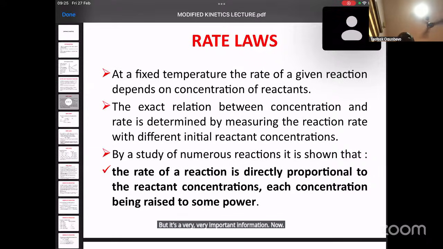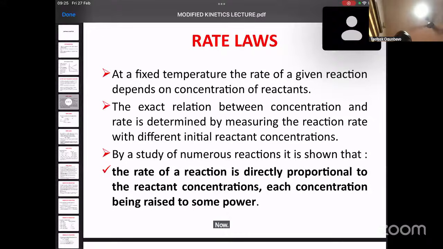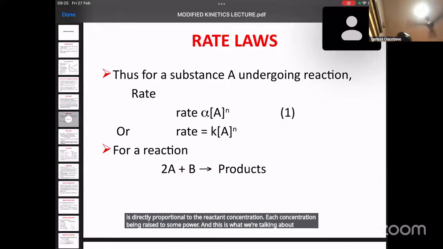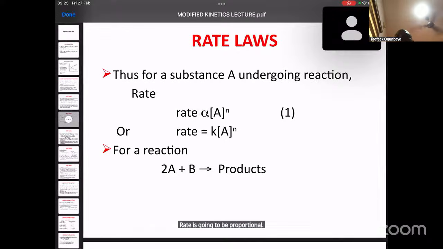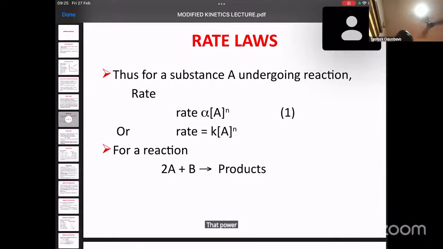Now, it is that information that is actually presented by what we refer to as the rate law. Now, the rate law says that the rate of a reaction is directly proportional to the reactant concentration, each concentration being raised to some power. For a substance A undergoing reaction, rate is going to be proportional to the concentration of A raised to a power. When you see that power, that N is what is called the order of a reaction. I will come back to that. We'll come back to what it means.